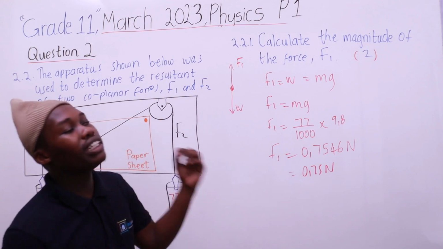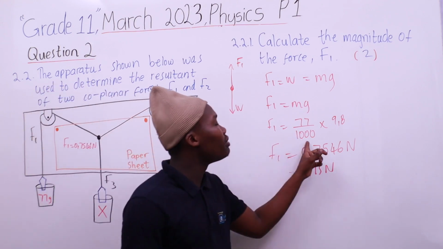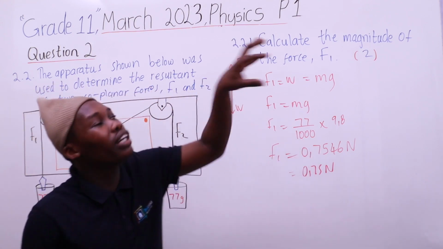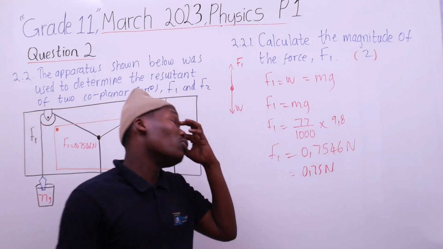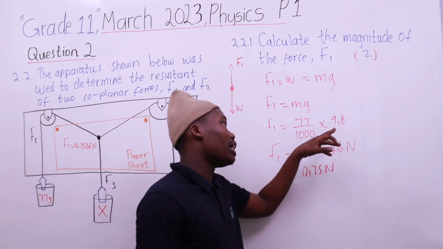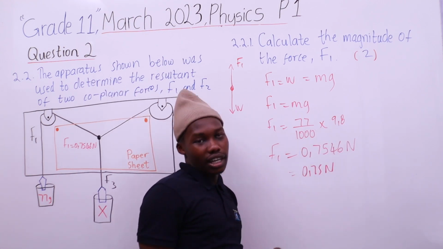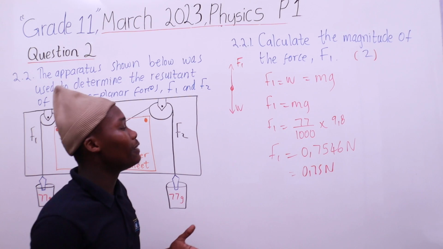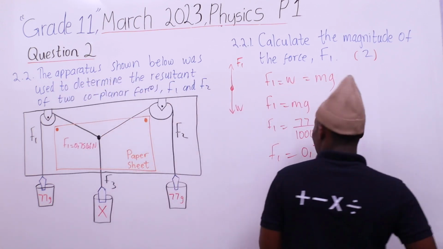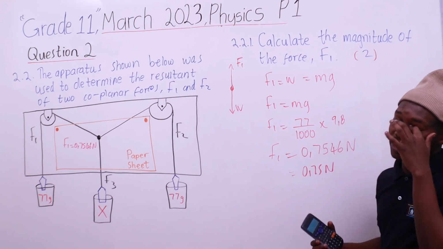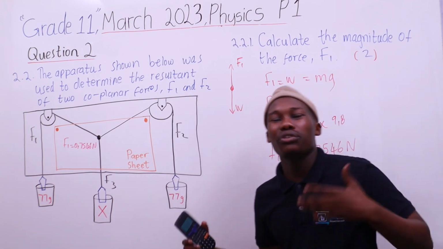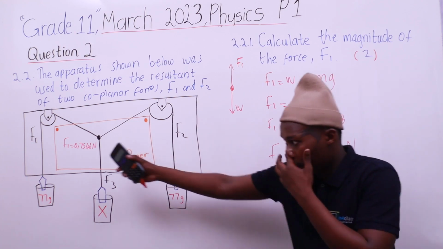So since we were given 77 grams, it was important to divide it by 1000 because 1 kilogram is made up of 1000 grams. So we divide by 1000 and then multiply by 9.8 and get your final answer. And then maybe you might use the answer somewhere else, so better use the answer in full just in case, just to get a more accurate answer. Yeah, but okay, I've written it down.